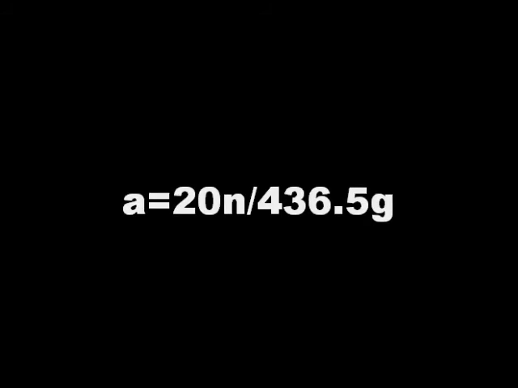Newton's second law: the acceleration of an object depends on the mass of the object and the amount of force applied. The equation for this is a = F/m. For example, if a soccer player kicked the soccer ball with a force of 20 newtons and the soccer ball weighed 436.5 grams, the acceleration would be 0.05 meters per second squared. On the other hand, force is equal to mass times acceleration. For example, if the soccer ball weighed 436.5 grams times 0.07 meters per second squared, it would equal 31 newtons.